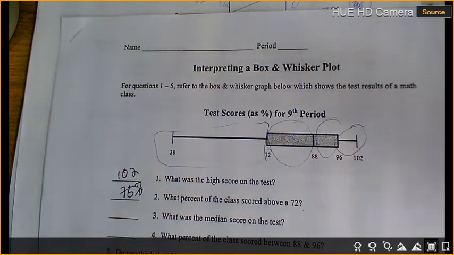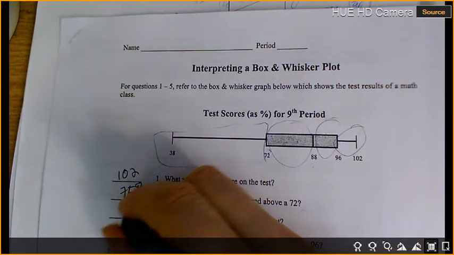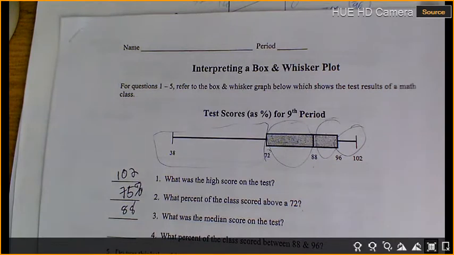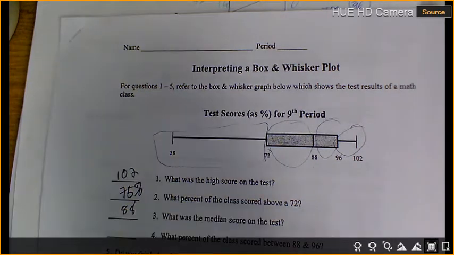Okay. All right. What is the median score on the test? Which one of these numbers up here is the median? 88. Good. What percent of this class scored between an 88 and a 96? That is correct, 25%.